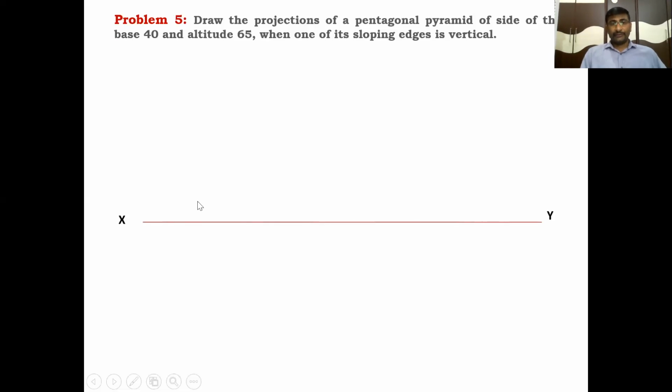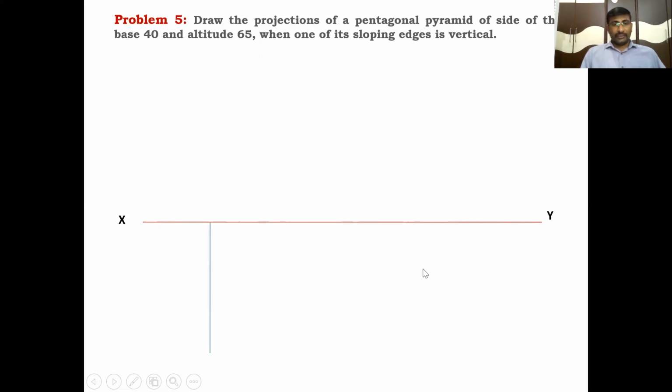Clear? So whenever you place the axis perpendicular to the horizontal plane, in the top view the true shape of the base, that is a pentagon for the pentagonal pyramid, is visible. Whenever the axis is perpendicular to the HP, in the first stage you have to draw the top view first, because in the top view itself the true shape is visible. Clear? So we should start with the top view. The top view is below the XY line. So start the pentagon below the XY line. Draw the XY line first.